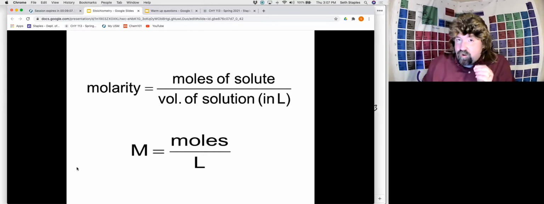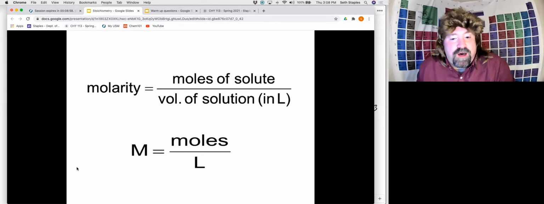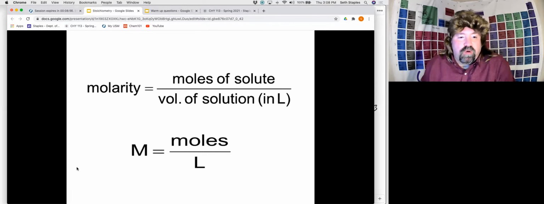Now definitely note that the volume does have to be in liters. So you may have to convert depending on what you're given. It's actually fairly uncommon for us in the lab to work with liters of solution. A liter is a lot of liquid, so it's much more common for us to work in terms of milliliters. You may have 50 milliliters of your solution, and you would have to convert that to liters before you can use a calculation involving molarity.